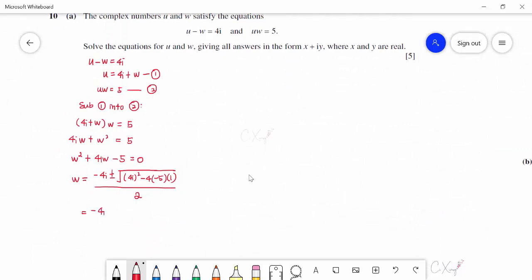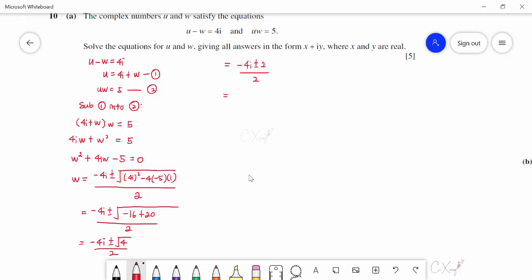Okay, so negative 4i plus minus the square root of 4 squared, which is 16, times i squared, which is negative 1, so you have negative 16. Then for negative 4 times negative 5, you have 20. Then divided by 2. So you have negative 4i plus minus the square root of 4, divided by 2. Then if you continue from here, you have negative 4i plus minus 2, divided by 2.